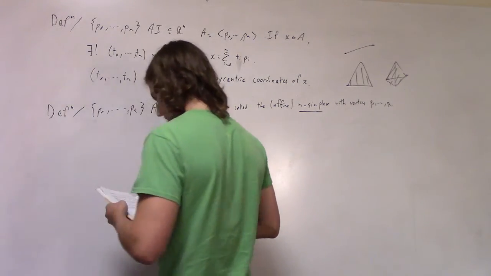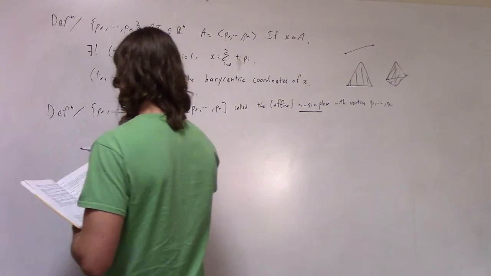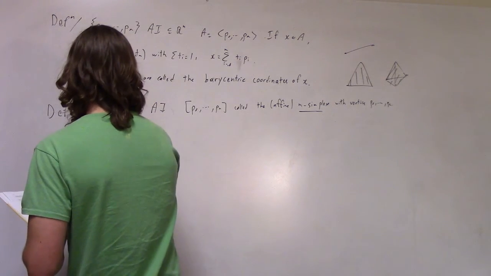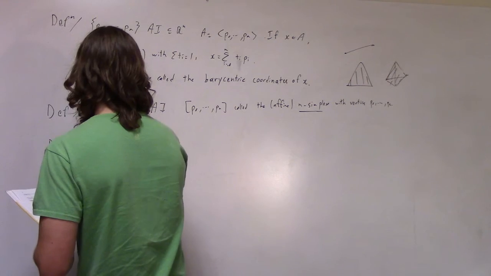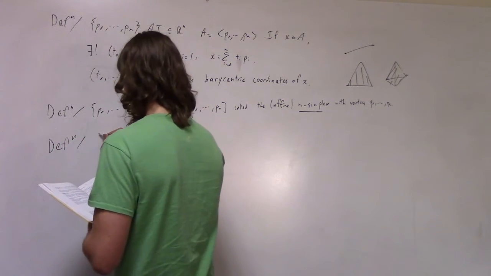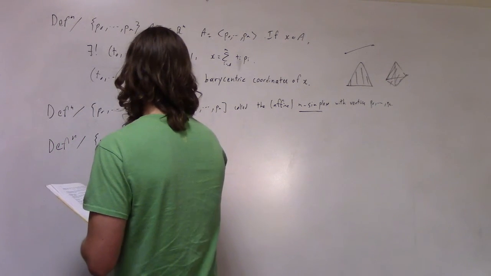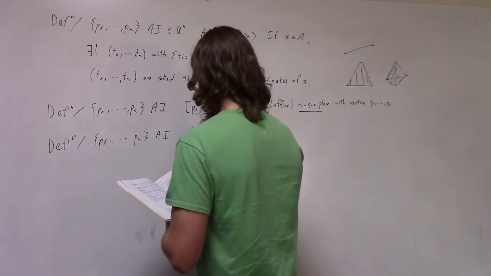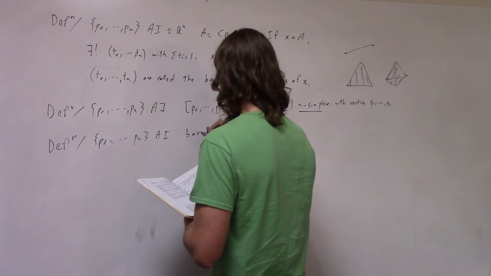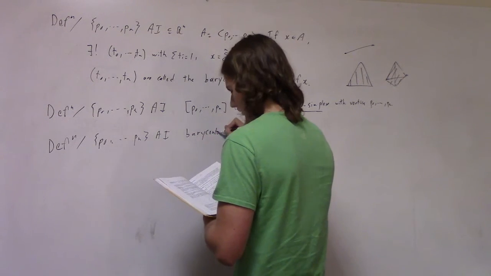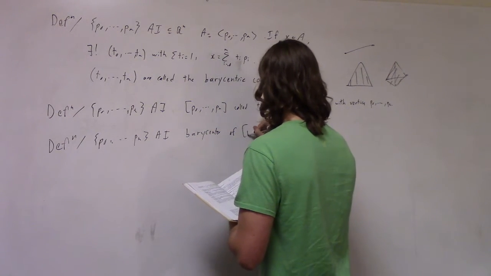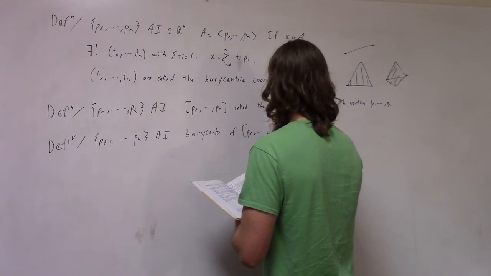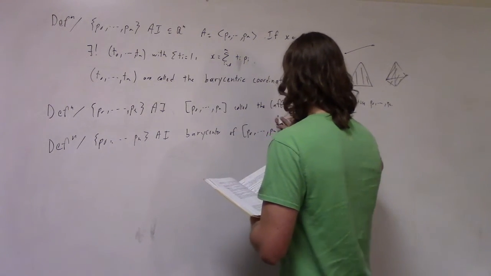Using what we had before, we also define the barycenter. The center of bary. Okay, I'm getting tired of writing this. P M, affine independent, then the barycenter of this simplex is.